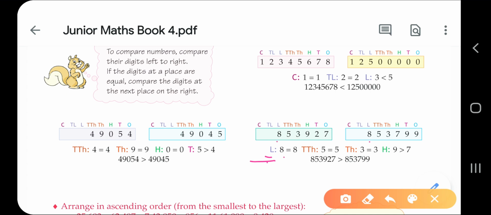So it is on the leg place. The place values are equal, and the 10,000s are also equal, the 1,000s are also equal, but the hundreds are different. Okay, so which one is greater? Obviously 9 is greater, so the whole number will be greater.